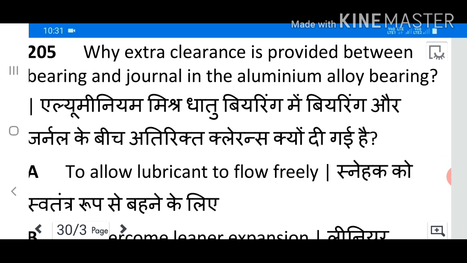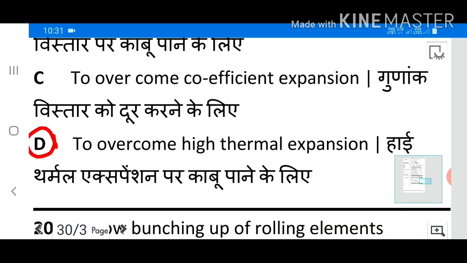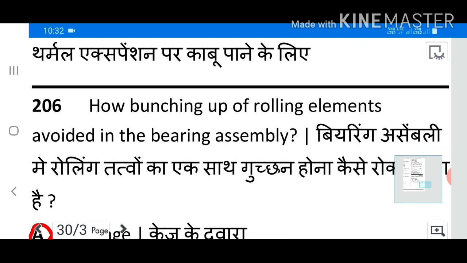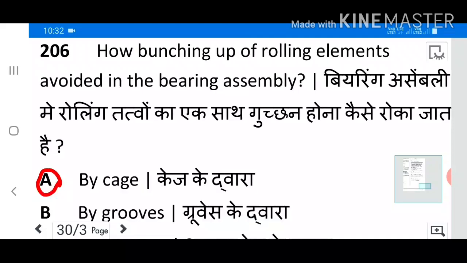205. Why is extra clearance provided between bearing and journal in the aluminum alloy bearing? Answer D. To overcome high thermal expansion. 206. How is bunching up of rolling elements avoided in the bearing assembly? Answer A. By cage.